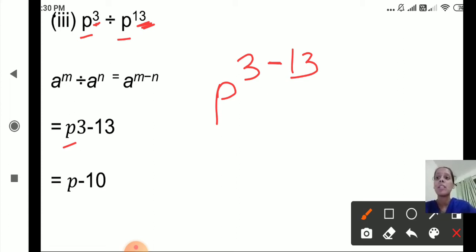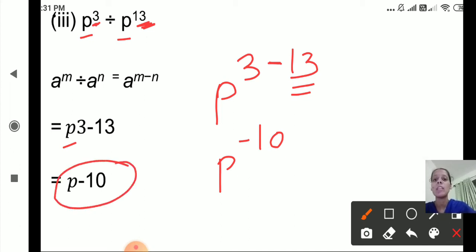So first index is 3 and the second index is 13. So 3 minus 13. So p raised to 3 minus 13 is minus 10. Why have I written the minus sign here? What is the sign of the bigger number? Negative. So 3 minus 13 is minus 10. So the answer is p raised to minus 10. Hope you are clear till here. In multiplication we will add the index, and in division we will subtract the index. Base we will write down only one time.